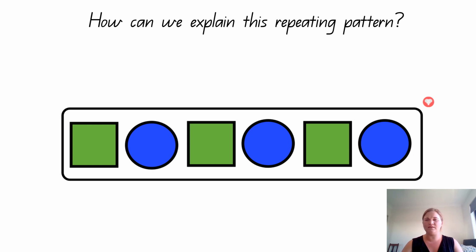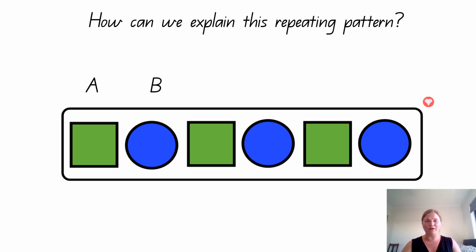How can we explain this repeating pattern? We can explain this repeating pattern using letters to represent each of the colours or each of the shapes. So every time I see the colour green or the shape square, I'm going to use the letter A to describe that shape or colour. Every time I see the colour blue or the shape of a circle, I'm going to record that colour or that shape as the letter B.